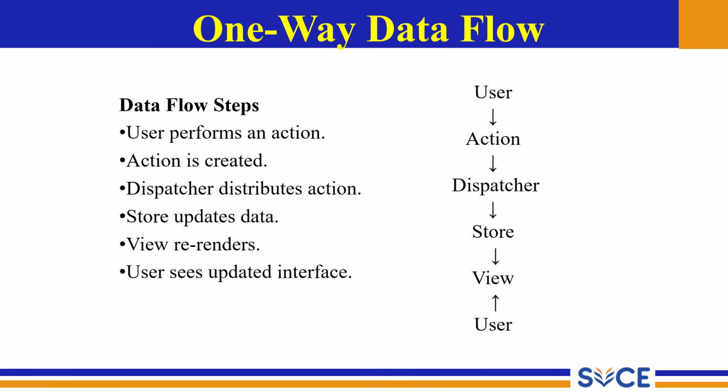This predictable flow makes debugging much easier. Suppose a bug occurs, developers simply check: was the action correct? Did dispatcher send it? Did the store update correctly? Did the view render correctly? Finding bugs becomes much easier.